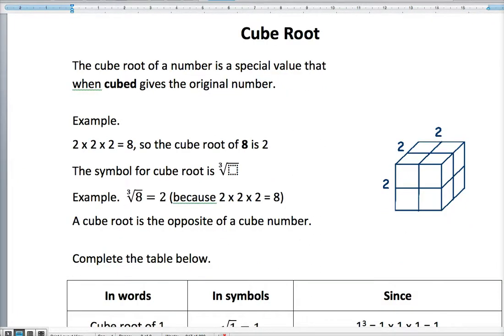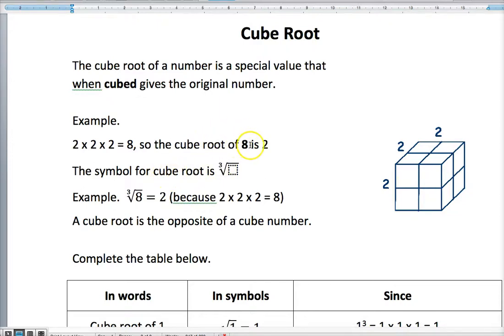Now, we know that this cube here, for example, has 2 by 2 by 2. It's got 8 cubes in there. So, cube root is the opposite of cubed. So, the cube root of a number is a special value that when cubed gives the original number. So, we know that 2 times 2 times 2 is 8. We can see that here, that's 2 cubed. So, the opposite of cubing is cube root.